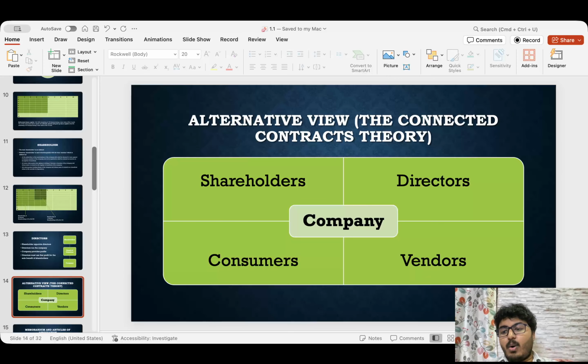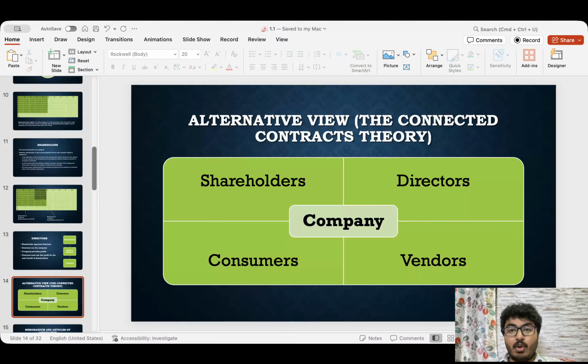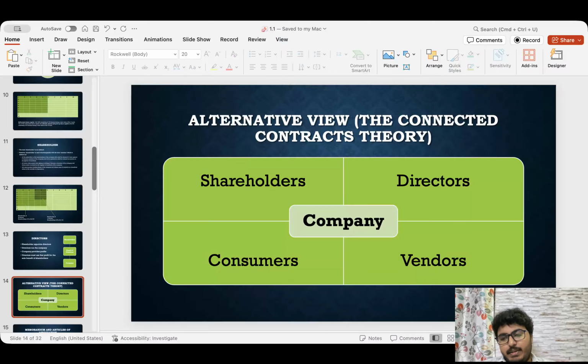Now there is an alternative view, the connected contracts theory between the shareholders, directors, vendors, consumers and the companies, because a company has to satisfy all the parties: the shareholders who want a huge amount of dividend, the directors who want good remuneration, consumers who want a good product at a low price, and the vendors who want clearance of payment from time to time. So basically it is a contracts theory.